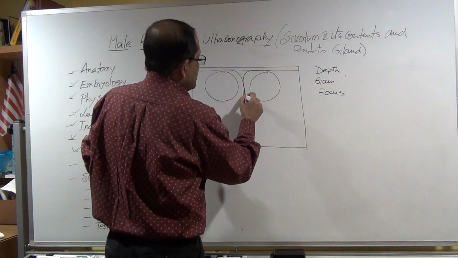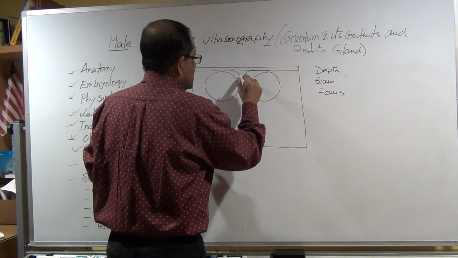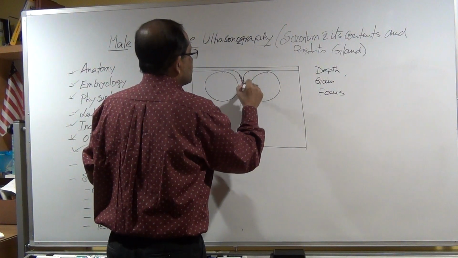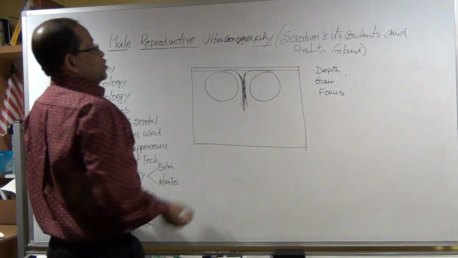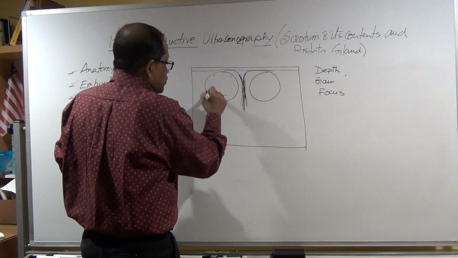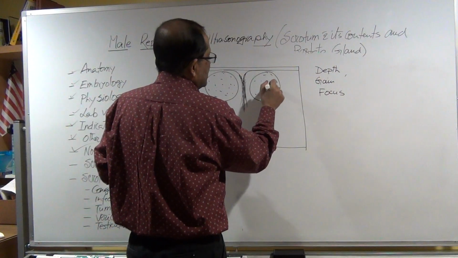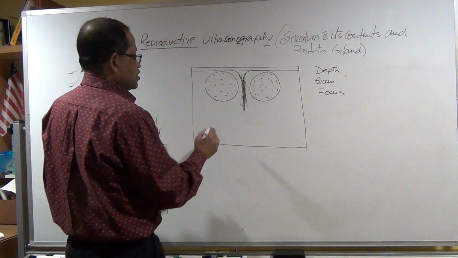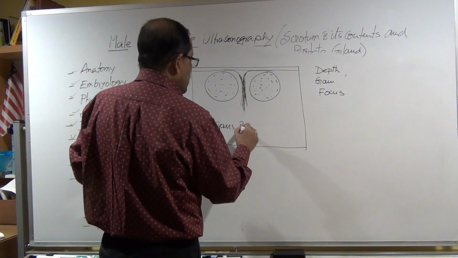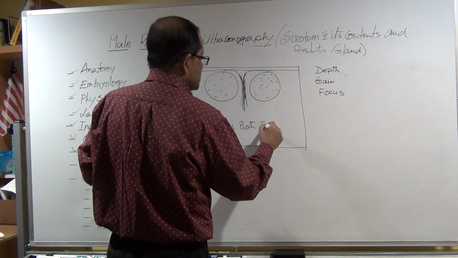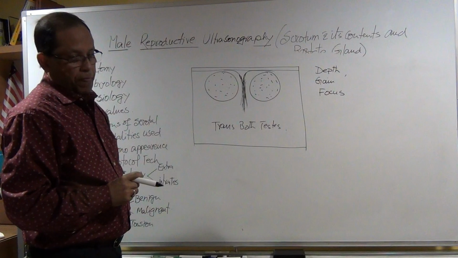So now what you're going to see, there is a median raphe and there is a shadow. So now you get the two testicles. Tell me, is it a sagittal view or transverse view? Transverse view. So you're going to write down trans both testes. We need to take this image first.